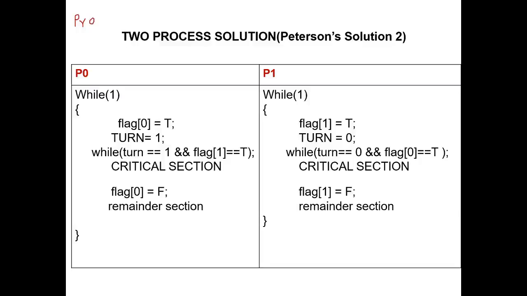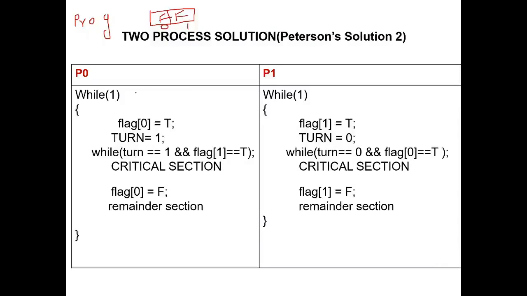Progress condition. In a progress condition, only those processes that are interested in entering the critical section are allowed to enter it. The flag values are set to true and false. At the beginning, both flag of 0 and flag of 1 remain false.